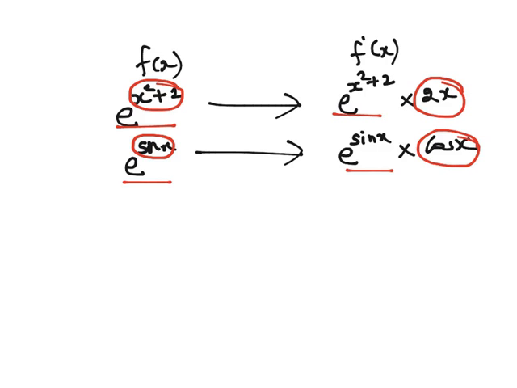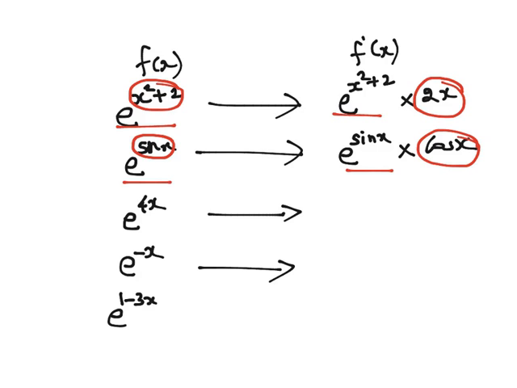Now let me give you some more problems. So e power, let's say 4x. So what do you think the derivative will be, students? Okay, let's say e power minus x. So what will be the derivative? So e power 1 minus 3x. So please write the derivative. Okay, pause the video and write the answers.